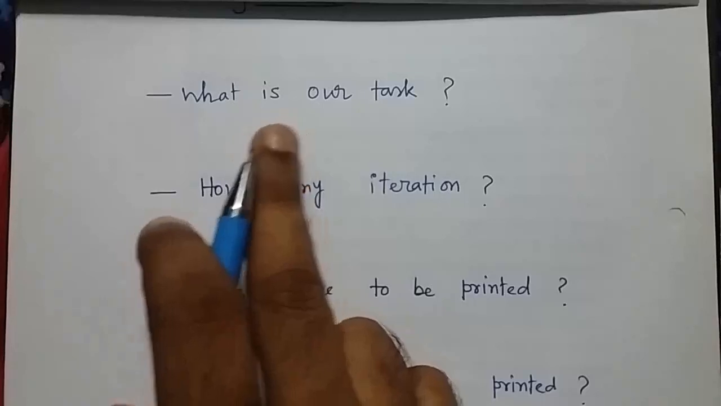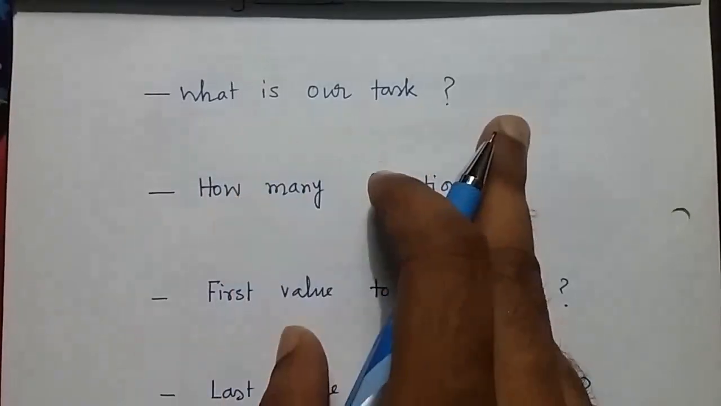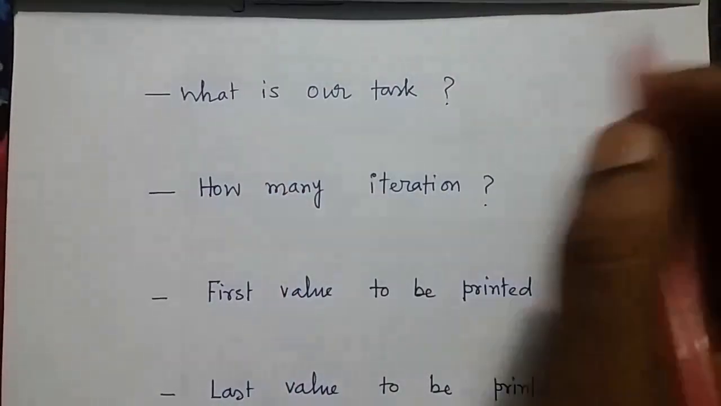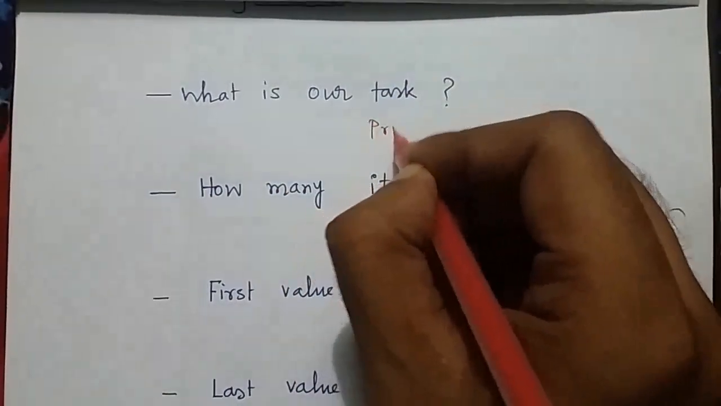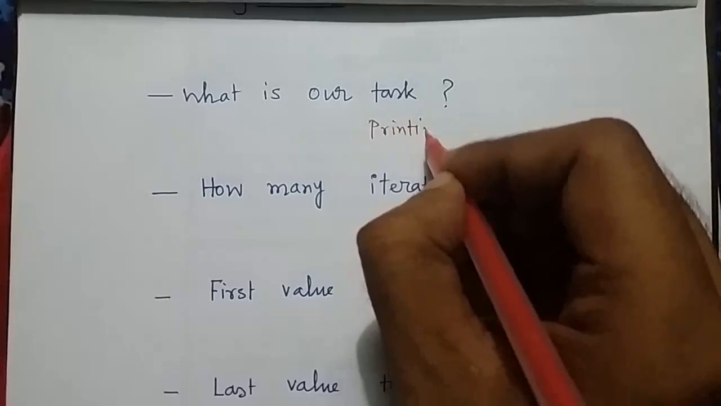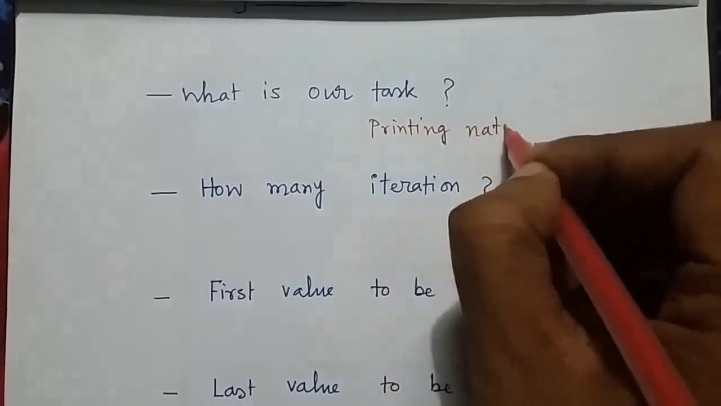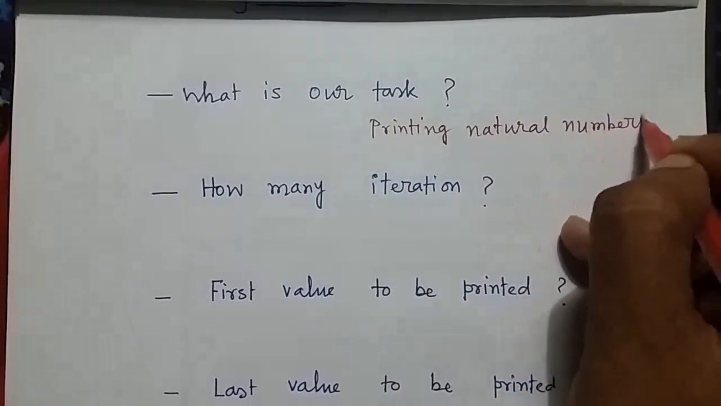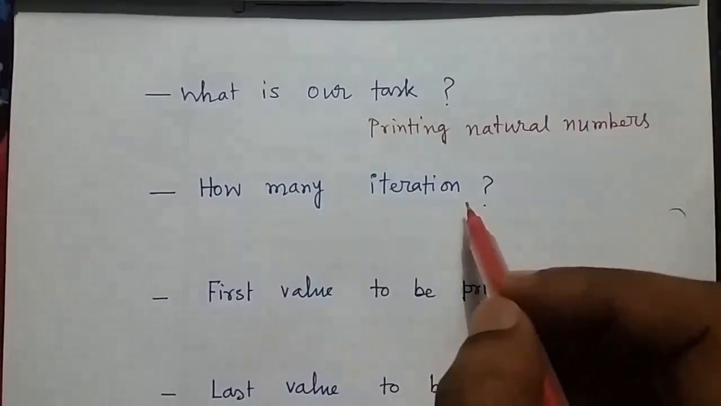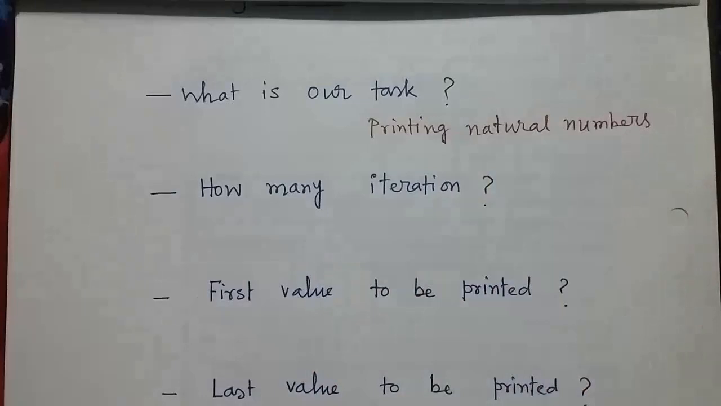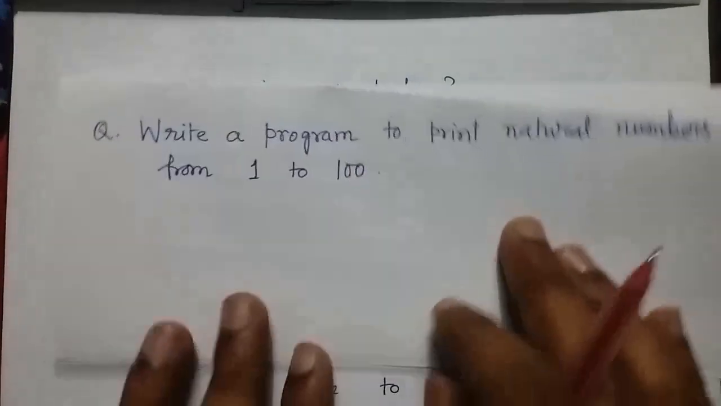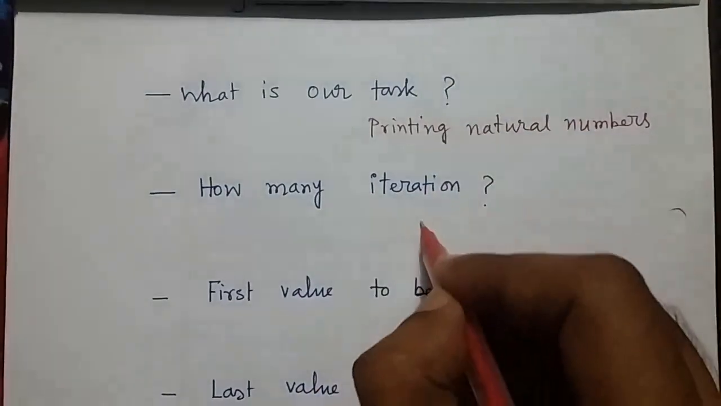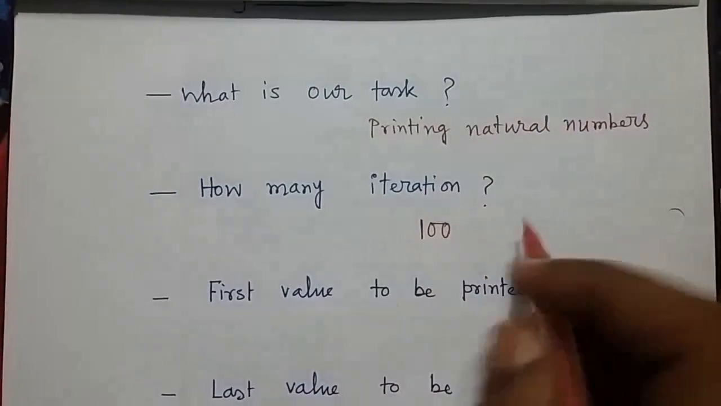The first question is, what is our task? And the answer is printing natural numbers. Second question, how many iterations? So you have to print natural numbers from 1 to 100. So obviously 100 iterations. So we will write 100 iterations.